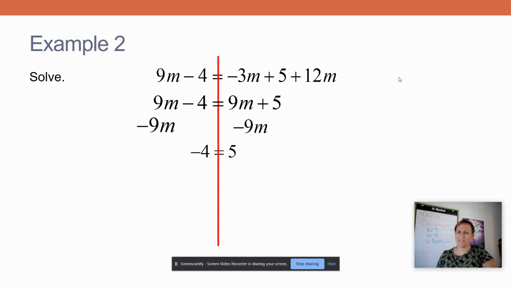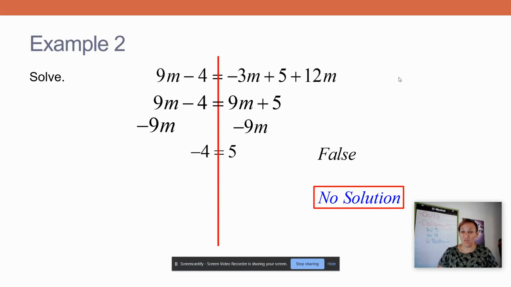Now on this problem, this is a different special case because negative 4 does not equal 5. This is a false statement. When all of the variables cancel out and you are left with 2 numbers that are not equal to each other, then your final answer that you would write on your answer line or choose on your Delta Math is no solution. This problem has no answers, not a single number. You pick any number you want, it's not going to work. 1, 0, negative 5,000, none of the numbers work. There are no solutions to this problem.